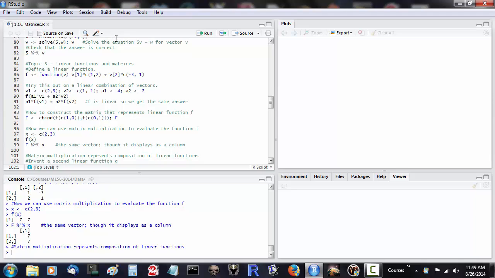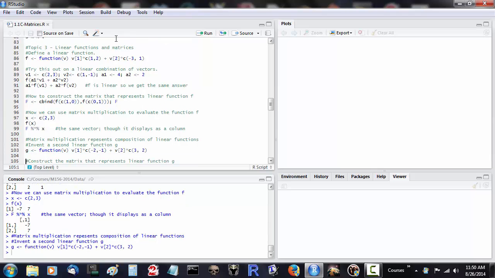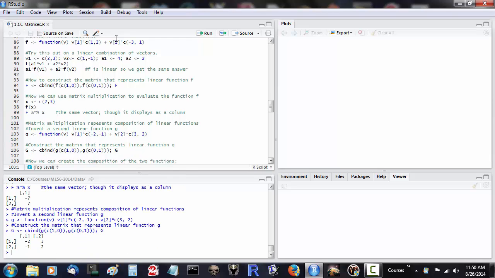Now the meaning of matrix multiplication becomes apparent. It represents composition of linear functions. Here is a second linear function, which I've constructed in a similar manner to f and given the name g. And I can make the matrix that represents it by letting it act on the first and second standard basis vectors and pasting the two columns together to make the matrix G.